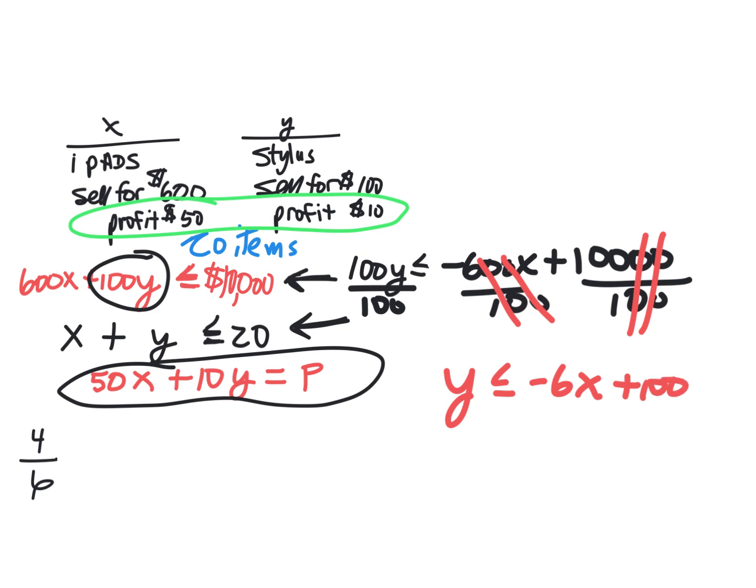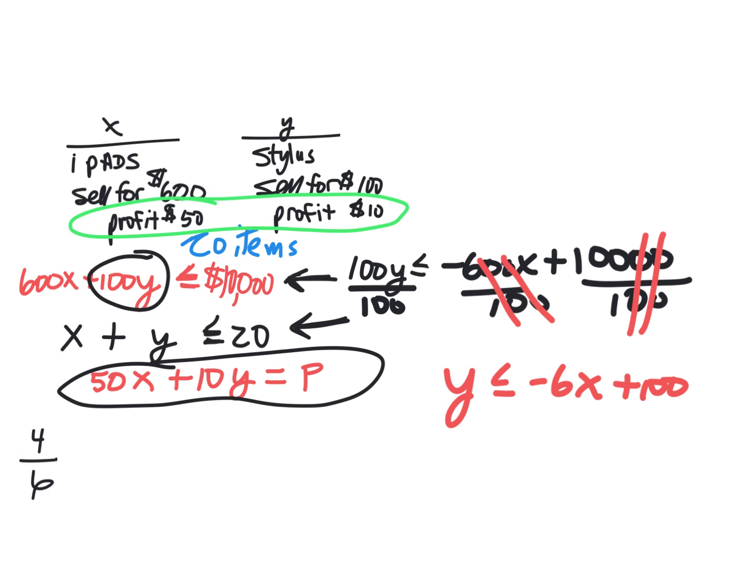Raise your hand if you had that one right. Okay, cool. What's the y-intercept then? 100. And what's negative 6 mean about the slope? Goes down 6 and over 1. Good. That's what I was talking about.